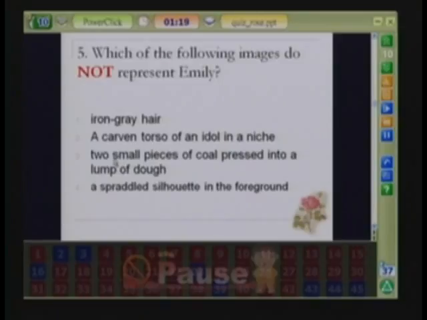Okay, and the two small pieces. This is really a very interesting image. Two small pieces of coal pressed into a lump of dough. Imagine one day when your face is described as a lump of dough. I guess by that time you should be very old, and maybe you cease to care about your beauty.